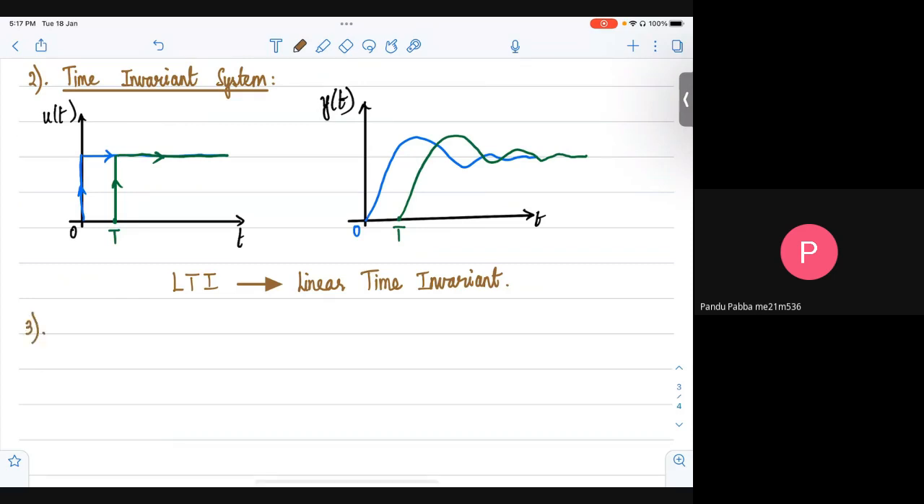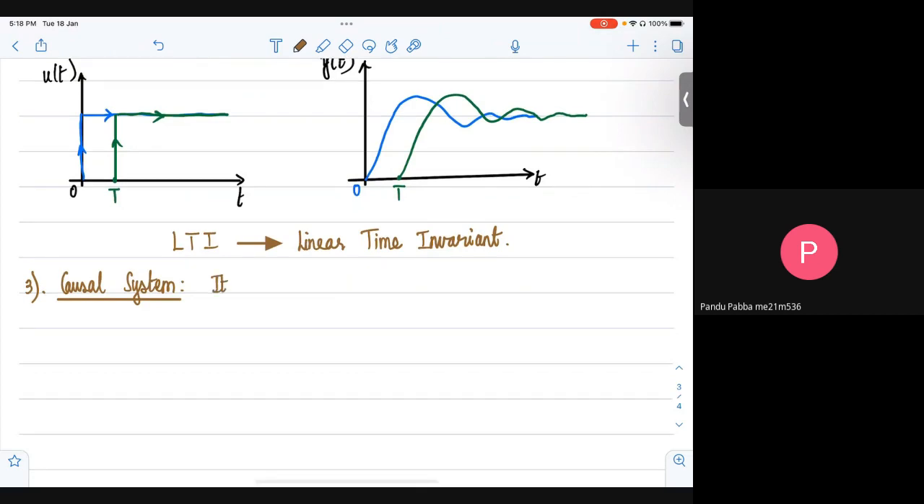The third classification or definition is that of a causal system. When is a system said to be causal? A causal system is one that is non-anticipative. In essence, the output of a causal system at this instant of time depends only on current and past inputs. It would not depend on what inputs may come in the future. So that is a causal system.